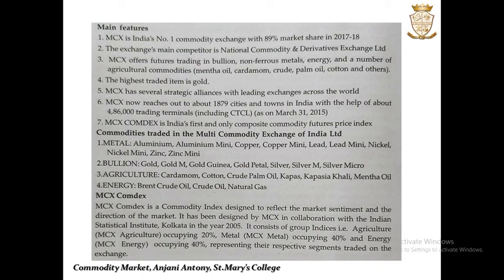It has been designed by MCX in collaboration with the Indian Statistical Institute, Kolkata, in 2015. It consists of a group of indices such as MCX Agriculture, MCX Metal, MCX Energy, etc. You know that there are four major categories of commodities dealt in this commodity exchange, such as metal, bullion, agriculture, and energy. In combined form, we index it as MCX Comdex, but separately, if you are calculating the index of metal, it is known as MCX Metal, like that agriculture, energy, etc.